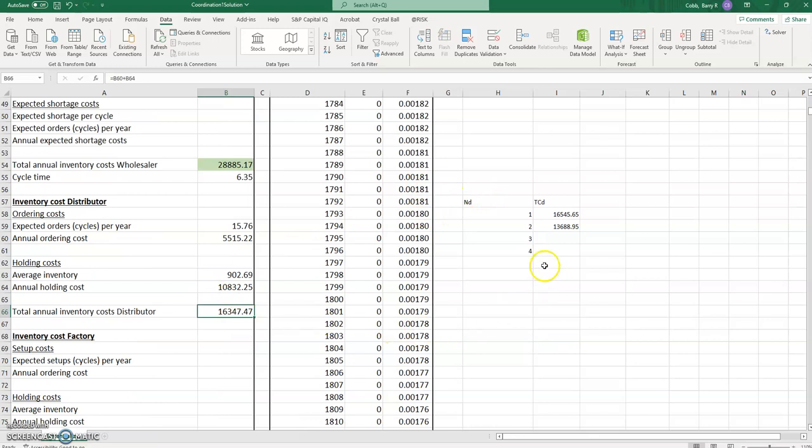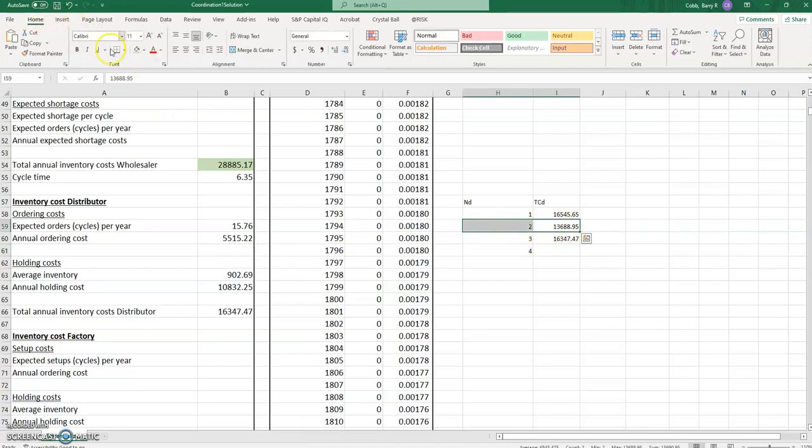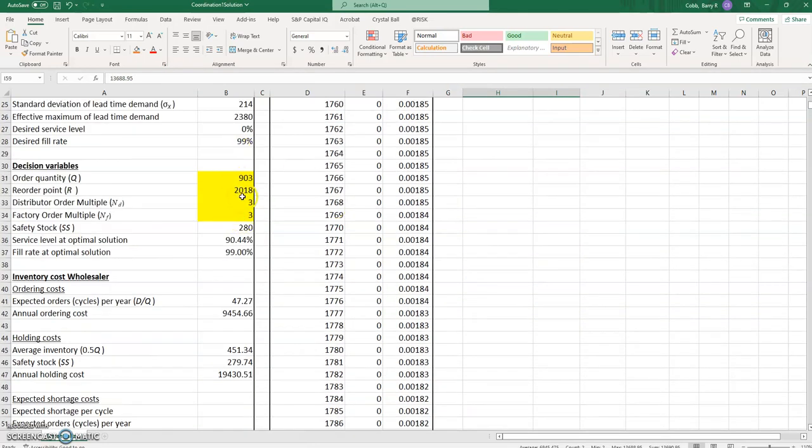Well, at 3, the cost went back up. So when the costs go back up, when moving from 2 to 3 for the multiple, then we can be sure that the multiple of 2 is the best solution, because the cost won't come back down if we keep testing more values. So what we want to do is go ahead and enter 2 for the multiple here.